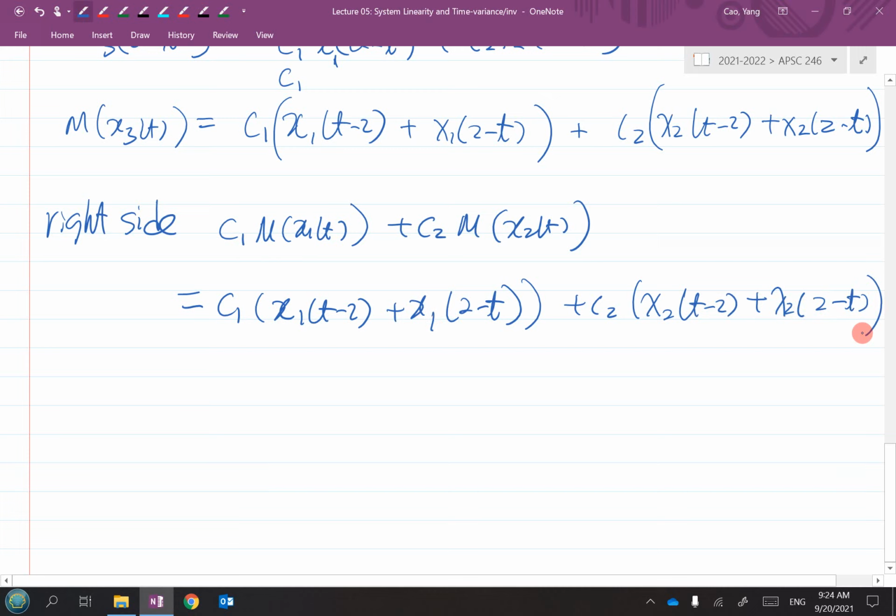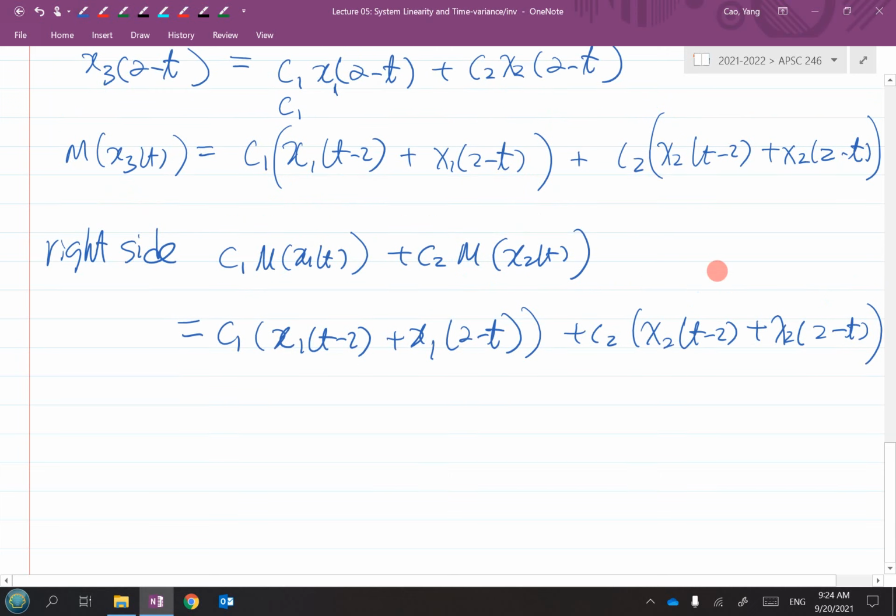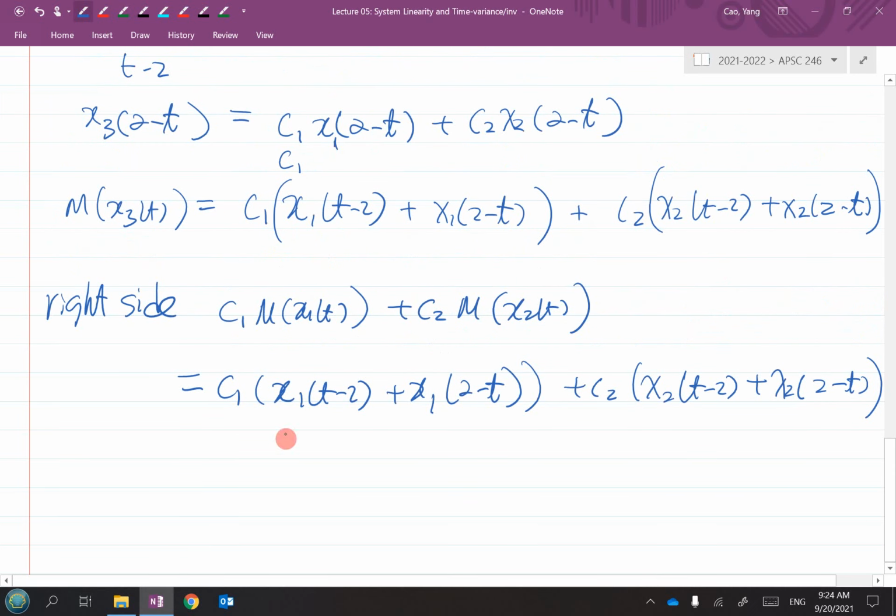So then it's time for you. You could rearrange, but I think you already can observe the expression on the right side is the same as the expression you have just obtained on the left side, based on the superposition property. So then you can make a conclusion, right? You can see the left is equal to the right. Hence, the system is linear.